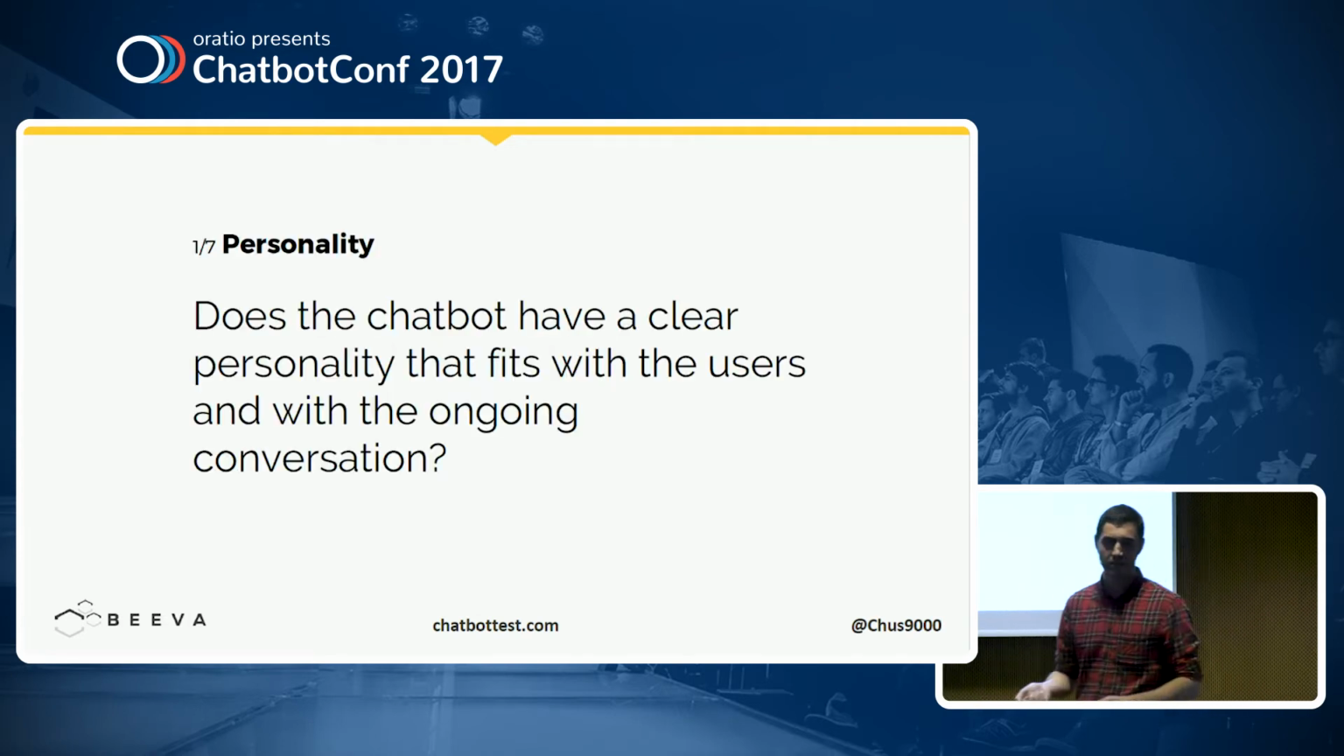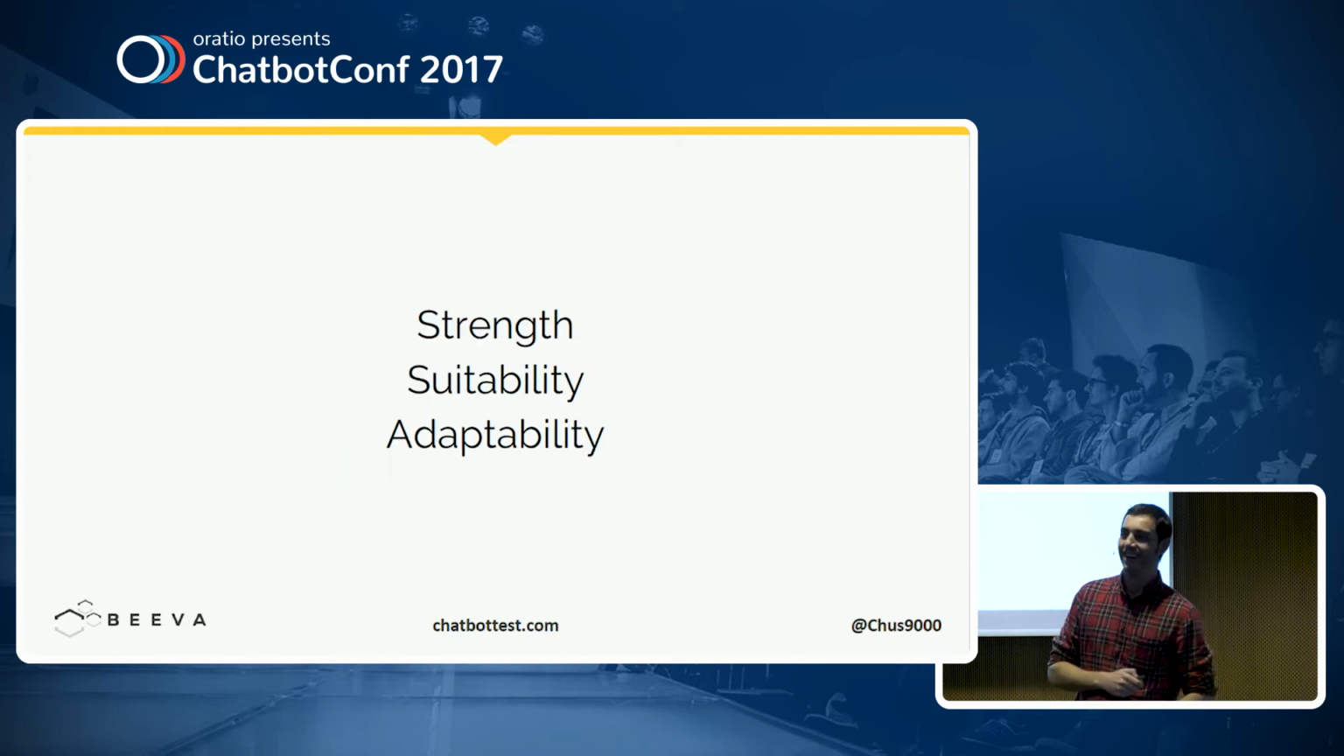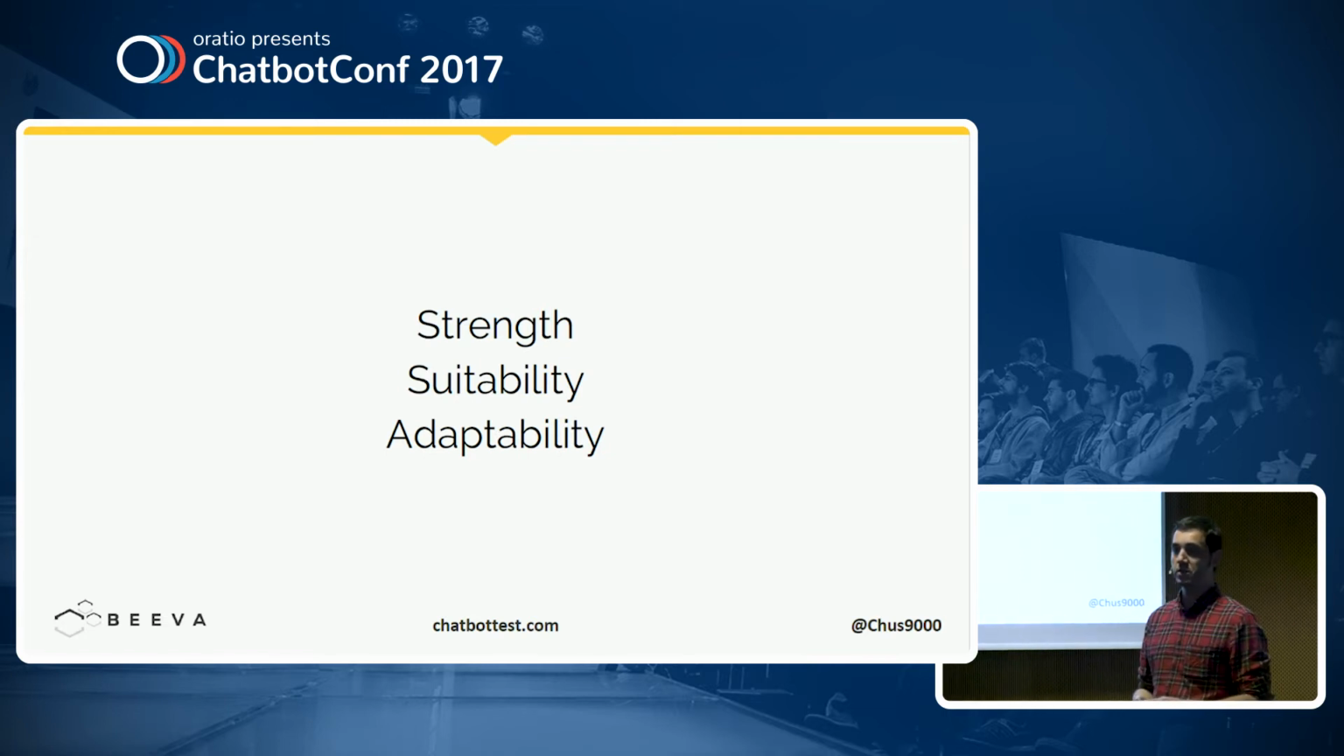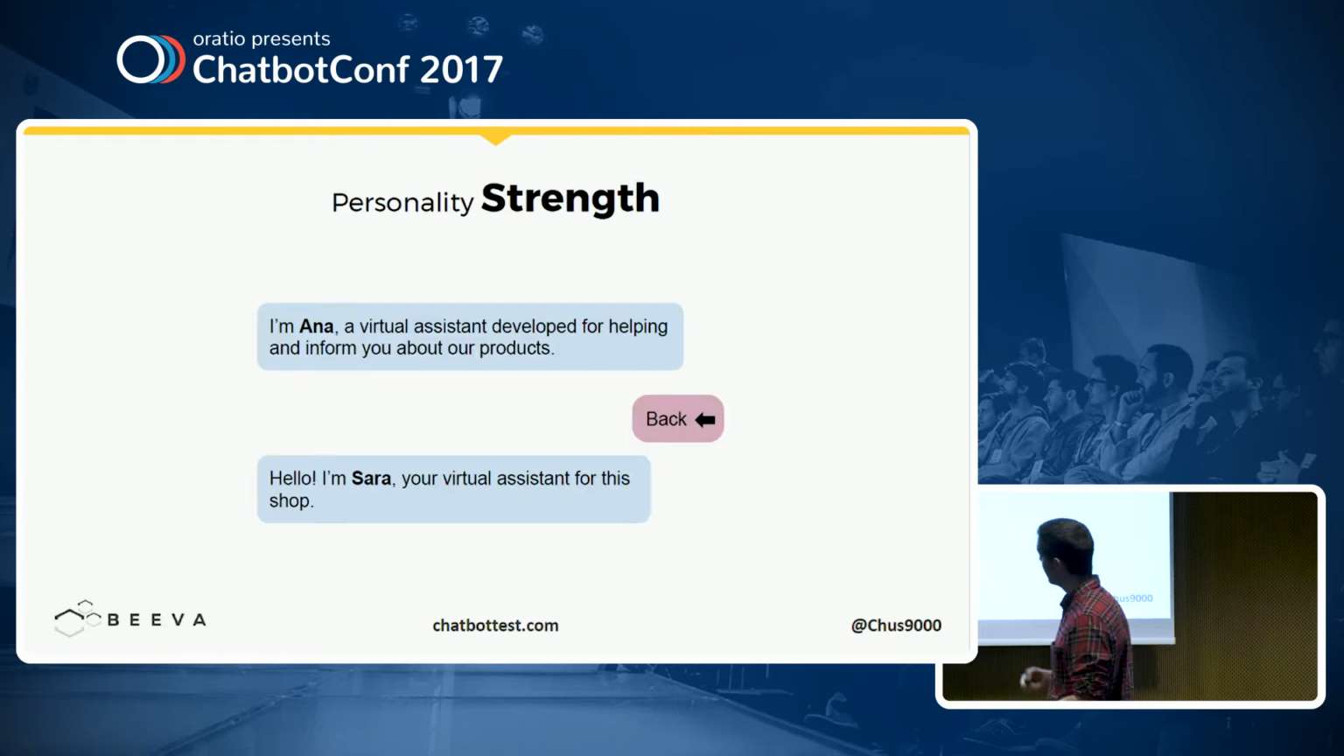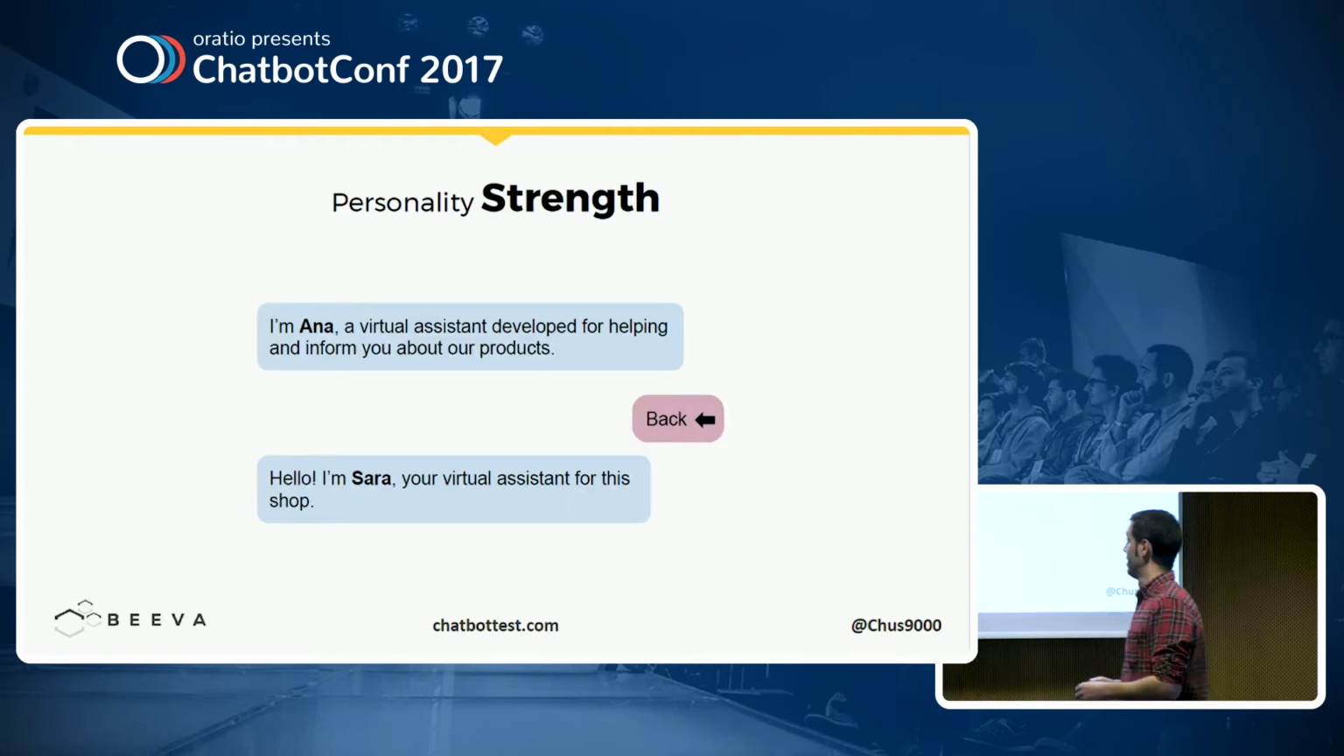So for instance, about personality, what should we be testing? Mainly, does the chatbot have a clear personality that fits with the users and with the ongoing conversation? Sorry, I'm really fast with the slides, and sorry about the pictures. What we can be testing here is the strength of the personality, the suitability of the personality, and the adaptability of the personality. And some examples here. Personality strength. These are all real examples.